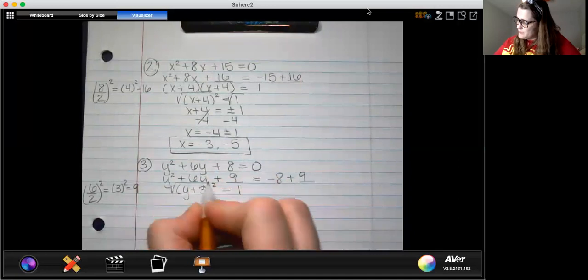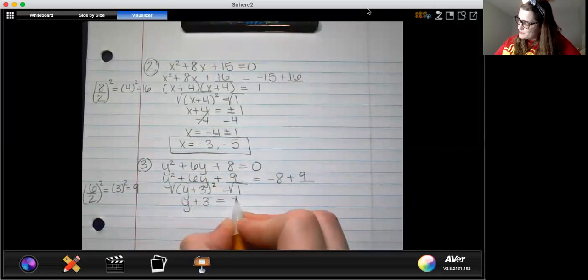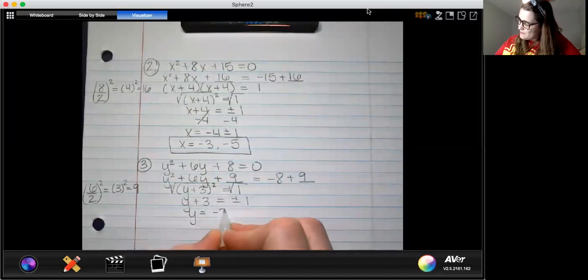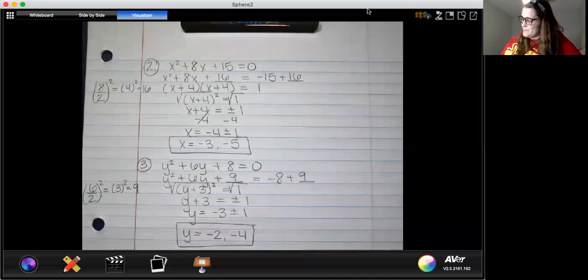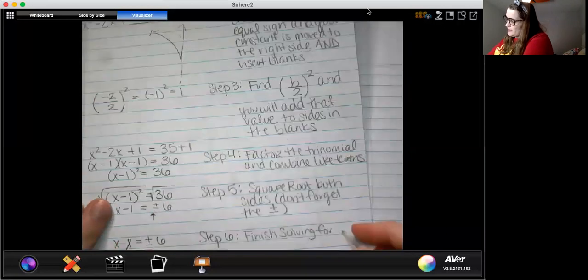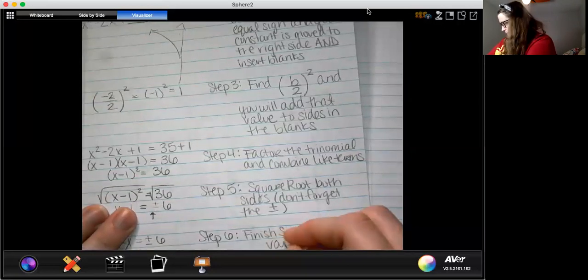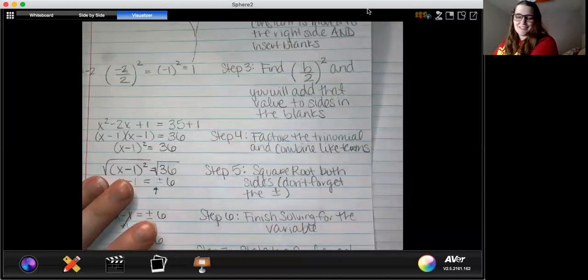Now I'm going to take the square root of both sides. So I get y plus 3 equals plus or minus 1. Subtract that 3, so y equals negative 3 plus or minus 1. So therefore my final answer would be negative 2 and negative 4. Now obviously the instruction says finish solving for x. We can change that and just say finish solving for the variable, because sometimes it does change from x and y, but normally it is x.